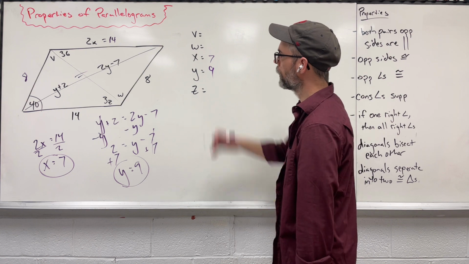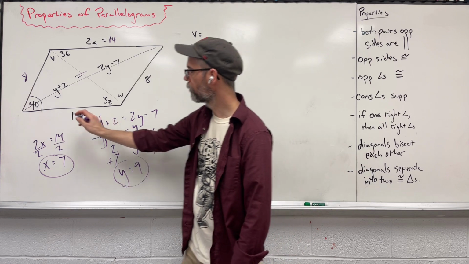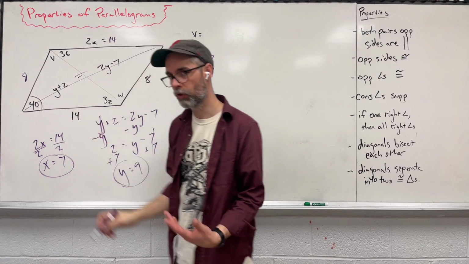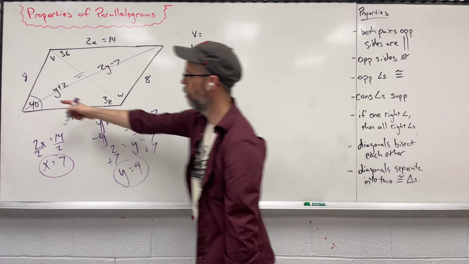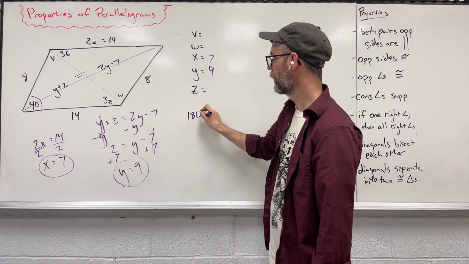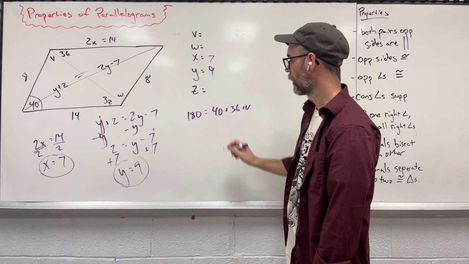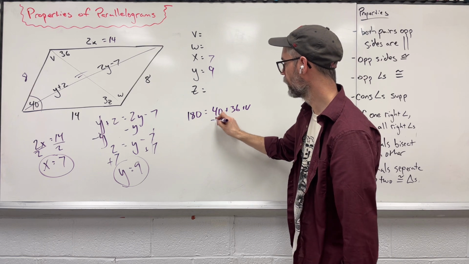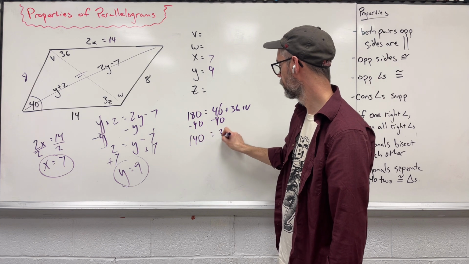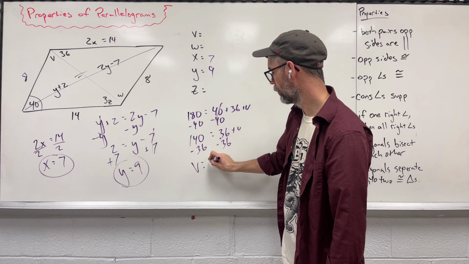Let's take a look at V. So angles. Consecutive angles. Consecutive means next to. So this angle down here with the 40 and up here, all of this adds up to 180. We have 40, which is the whole angle, and then half of it up here, which is 36. So we could say 180 equals 40 plus 36 plus V. And let's subtract all that, and we can figure out what V is. So we're left with 140 minus 36, giving us V is 104.